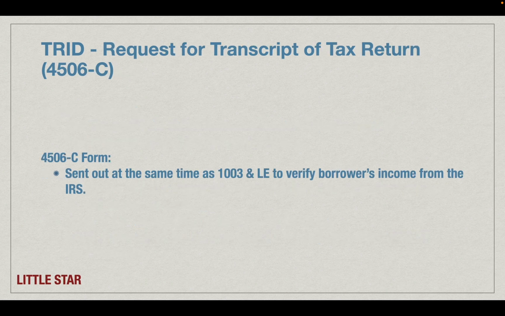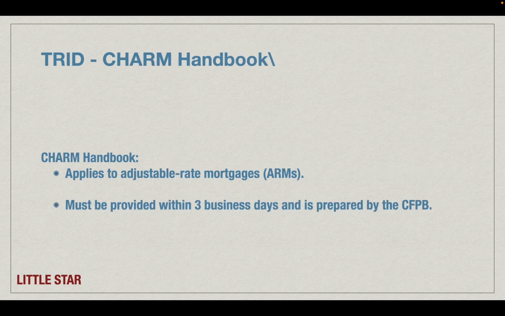A key form related to TRID is the 4506C, which lenders send at the same time as the loan estimate and the 1003 form. This form is used to request a transcript of the borrower's tax return from the IRS to verify their income. For adjustable rate mortgages, ARMs, the CHARM handbook must be provided within 3 business days of application. This handbook helps borrowers understand how the interest rates and payments on ARMs could change over time.